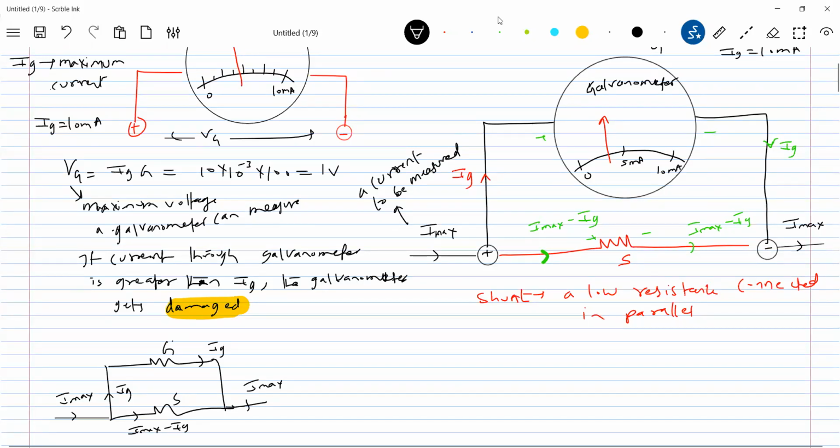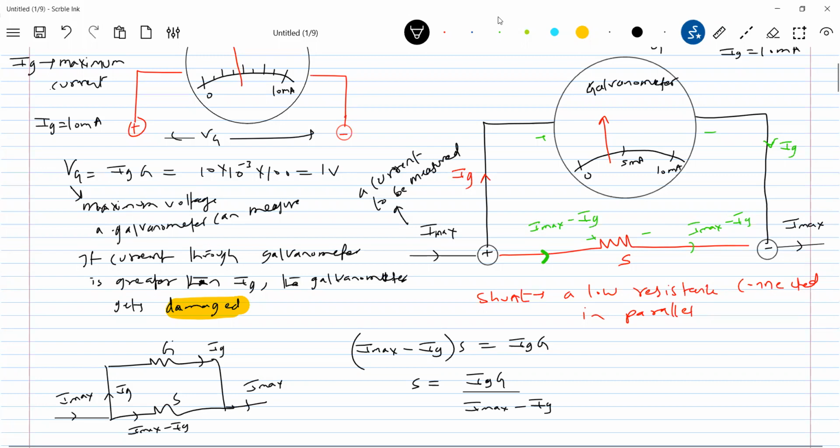In place of the galvanometer, replace it with the galvanometer resistance. They are parallel, so when they are parallel, the drop should be equal. So here Imax minus Ig into S should be equal to Ig into G. So what is the value of the shunt to be connected? S equals Ig into G by Imax minus Ig. What is Imax? The range of current which you want to measure.